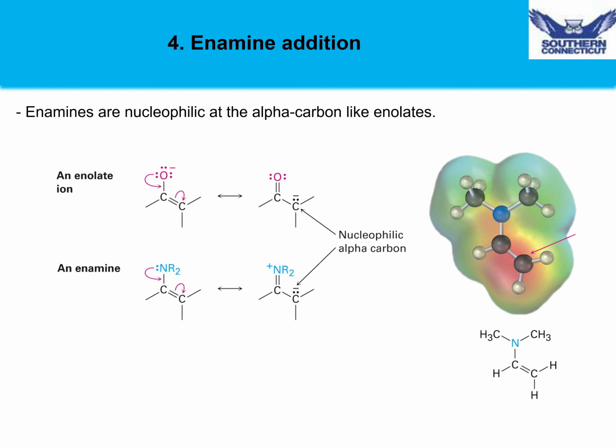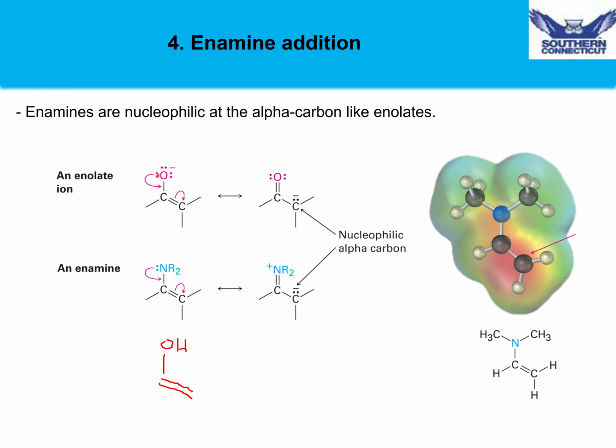Enamines are very similar in their reactivity to enolates and enols. So we can draw an enol here as well, which actually looks a little bit more like an enamine. But in whichever one of these we look at, we notice that the alpha carbon is always nucleophilic.